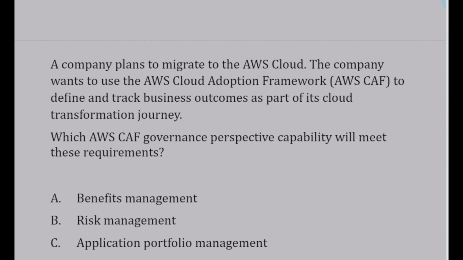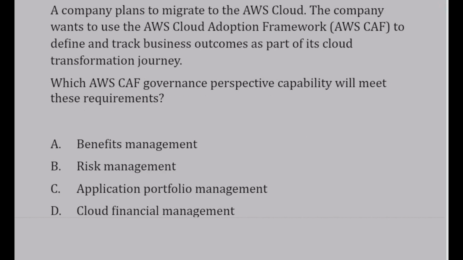Question is, a company plans to migrate to AWS Cloud. The company wants to use the AWS Cloud Adoption Framework, AWS CAF, to define and track business outcomes as part of its cloud transformation journey. Which AWS CAF governance perspective capability will meet these requirements?